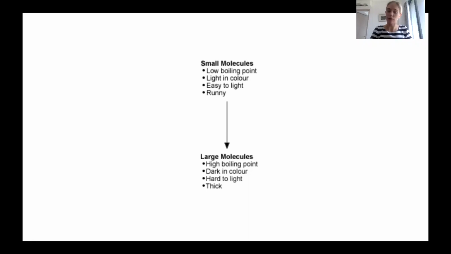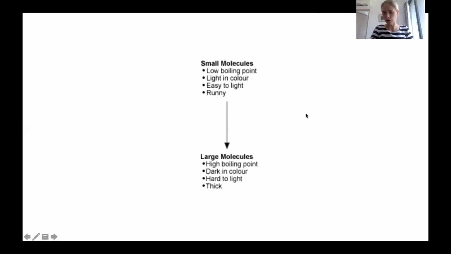Larger molecules, again, will have a higher boiling point because they're so much bigger. They have much stronger forces between each of the molecules because they have more surface. They're much darker in colour. They're much harder to set fire to, so they're not volatile. And they're quite thick and viscous. So imagine the small molecules are more like water and the thicker molecules are more like honey or treacle, and then bitumen, which is one of our fractions, like tar, very viscous, very thick.